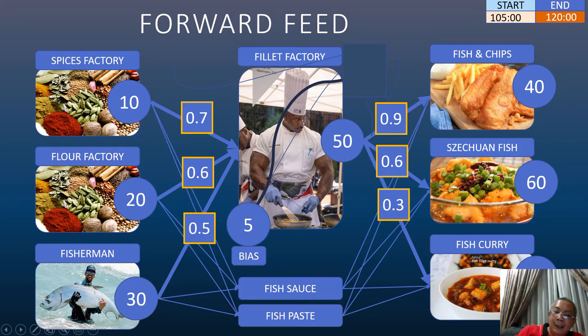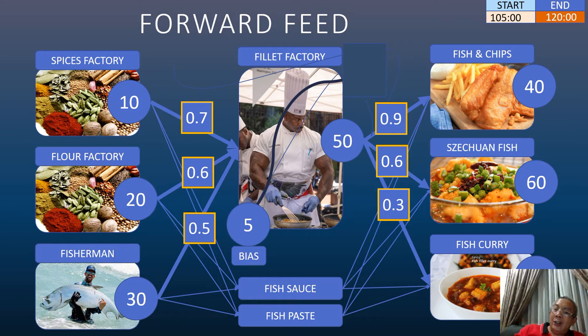But in the same layer, the manufacturing layer, processed food layer, you also have another factory that produces fish sauce. And you have another factory that produces fish paste. Your job is not to produce the fish and chips. Your job is only to produce the fish fillet. Another guy produces fish sauce, another guy produces fish paste. And then what happens to your fish fillet? You will send it to restaurants.